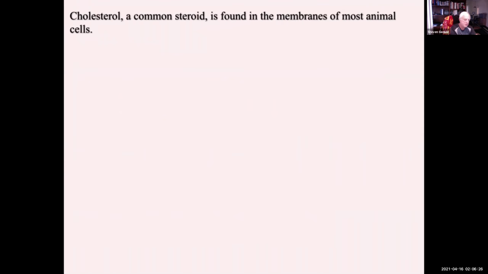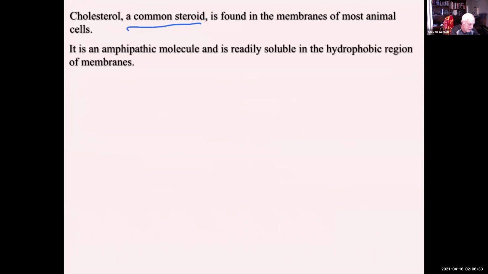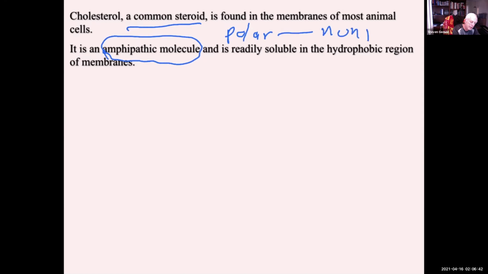Cholesterol is a common steroid. Okay, it's found in the membranes of almost all animal cells. It's an amphipathic molecule. What's amphipathic mean? It has a polar end and a non-polar end. So it can emulsify things and is readily soluble in a hydrophobic region of membranes. So with amphipathic cholesterol, the hydrophobic or fatty chain region dissolves in the middle of the membrane, which is your hydrophobic region of the membrane.